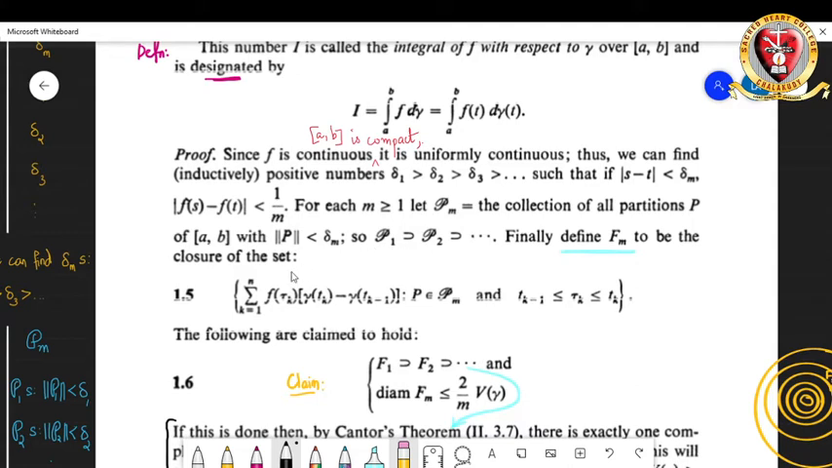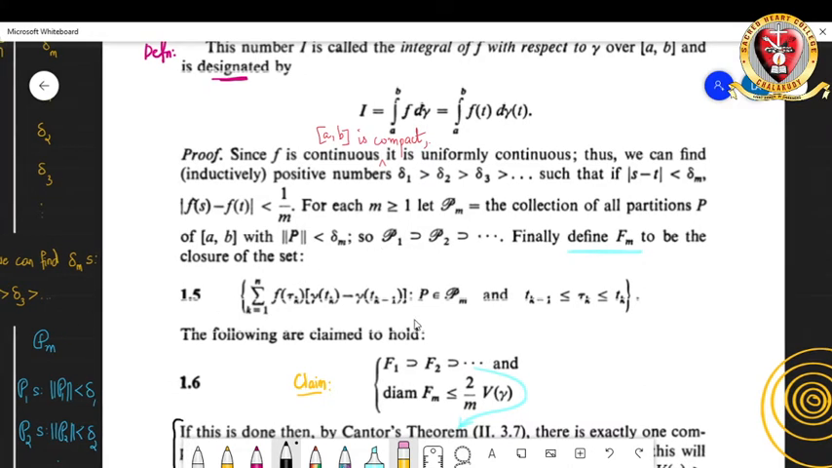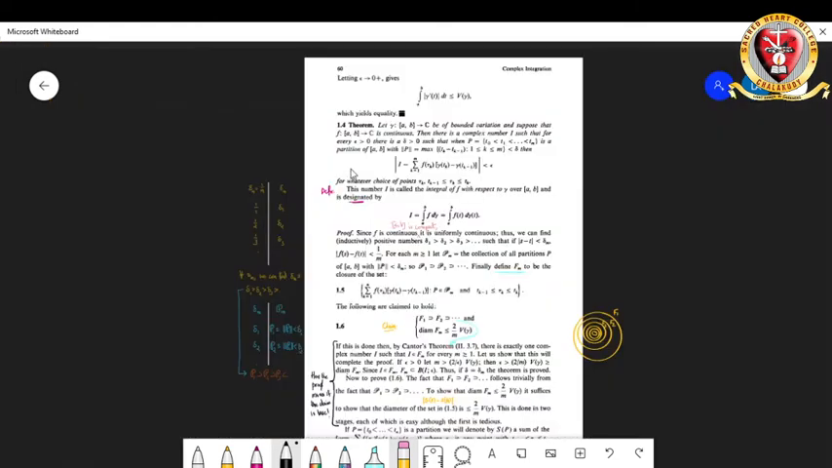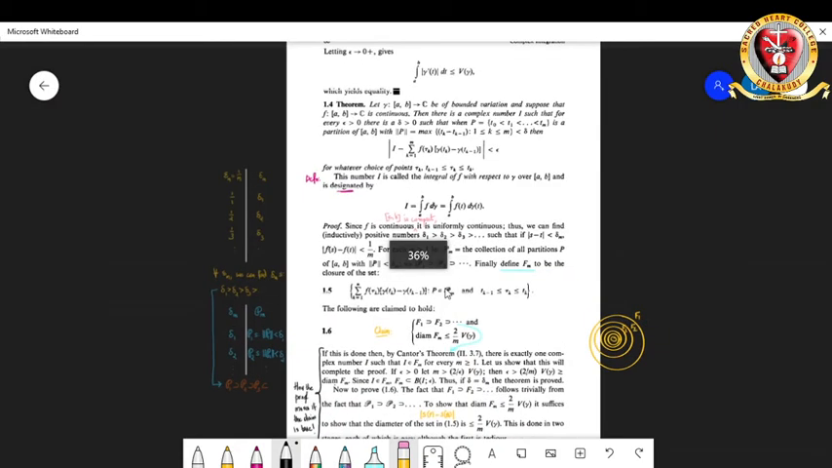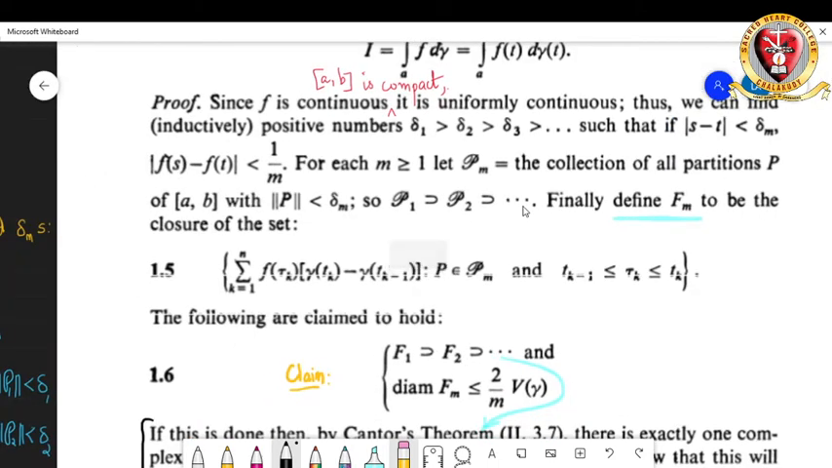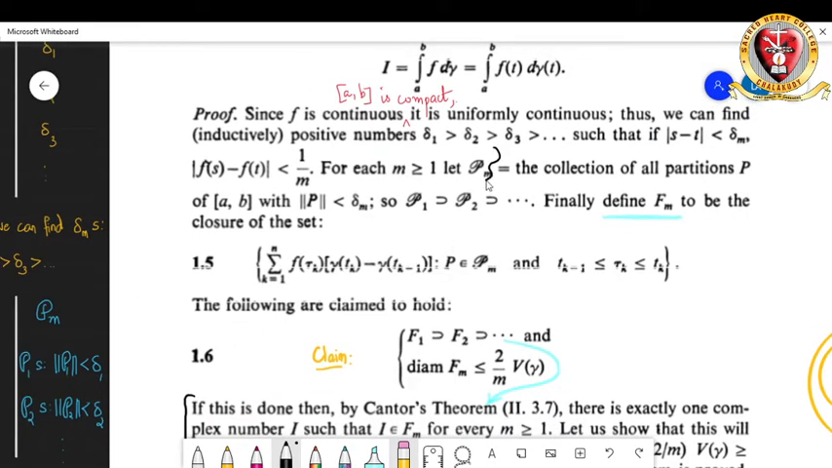And definitely script P1 will be a superset of script P2, a superset of script P3, and so on. Why? Because we earlier said that we are inductively finding positive numbers delta 1 strictly greater than delta 2, strictly greater than delta 3, and so on. So that is actually helping us to conclude that the collections of partitions are moving like this. Okay, fine.